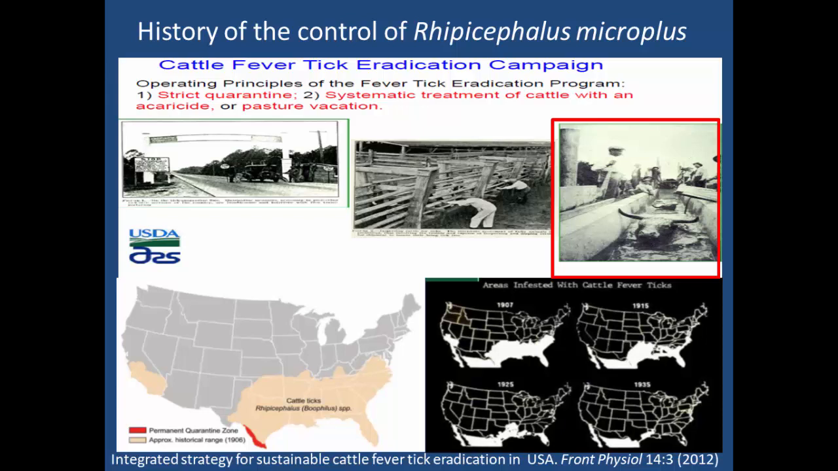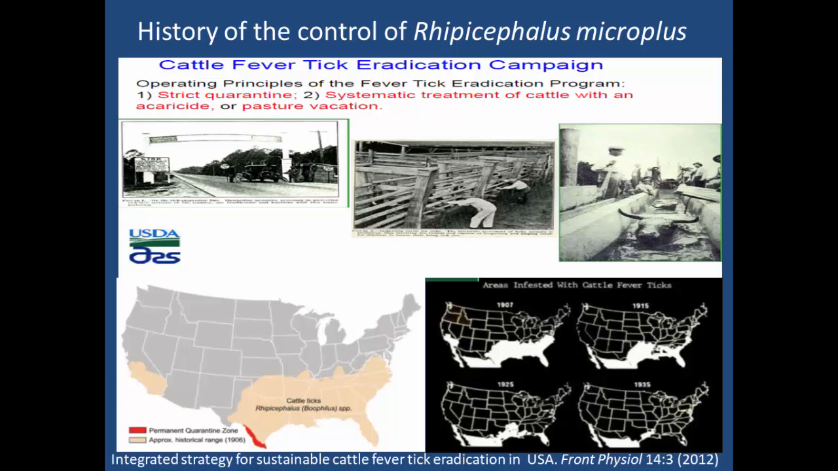On the next slide, we will see a video clip of a portable dipping vat on wheels, if you like, that are now used in surveillance programs. But I would say that these concrete bunkers are kind of a relic of history now. And the third key to success of the program was pasture vacation, which basically refers to not introducing cattle in any infested pasture until all the free living stages of the tick have died.